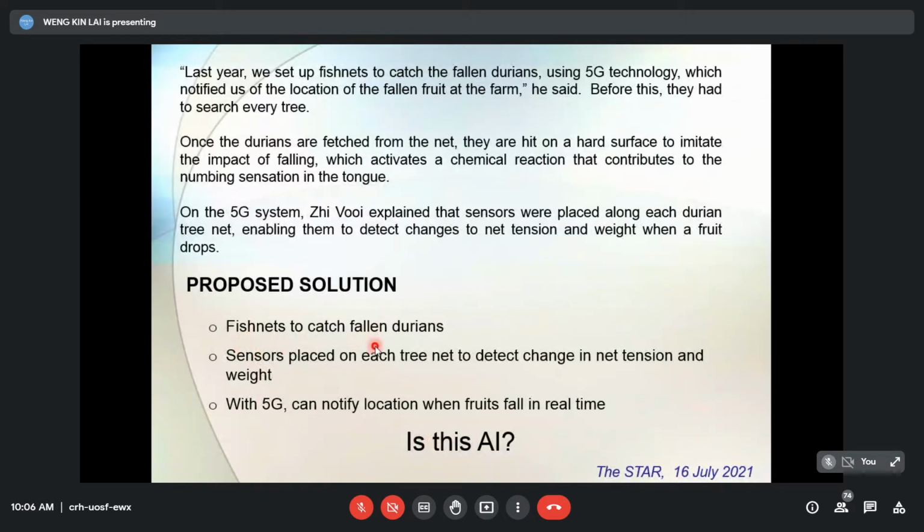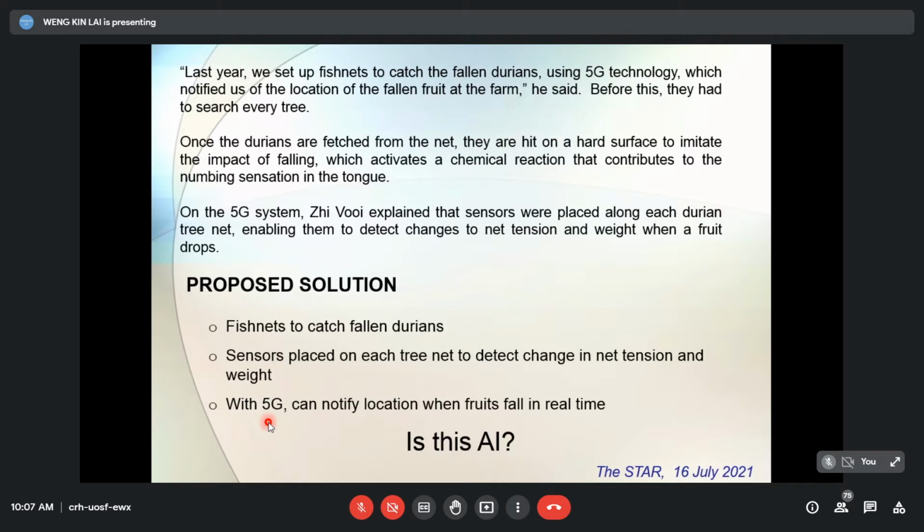So that, as I said before, you don't fall onto the ground, so your durians will not be damaged. And the other thing is that they put sensors on each of the tree nets to detect the change in the net tension and the weight. So that when the durians fall, and there are no durians, the tension is different and the weight of the net itself is different. So that is actually sensors. And again, this is an obvious solution.